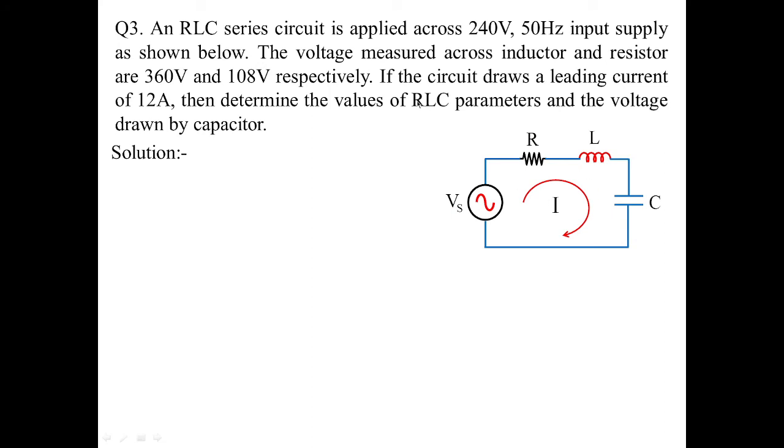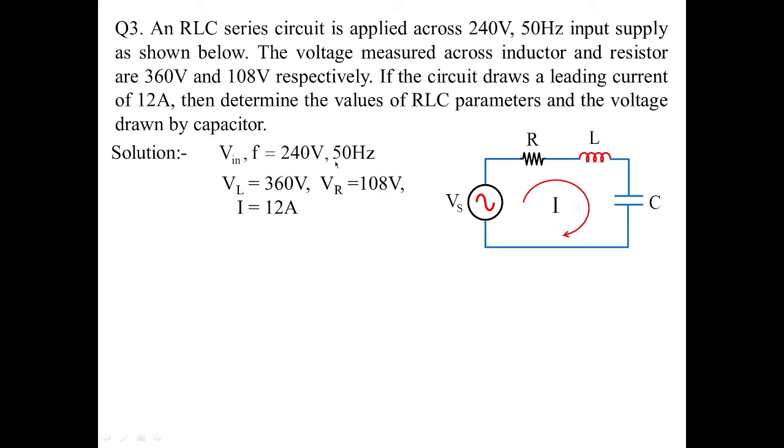In another problem, the voltage is given as 240 V, 50 hertz. The series circuit is applied across this, and the voltage measured across the inductor is 360, across the resistor it is 108 respectively. If the circuit draws a leading current of 12 amperes, so the circuit is drawing the leading current, then determine the values of RLC parameters. So we have to find out what is R, L, and C individually, and the voltage drawn by the capacitor.